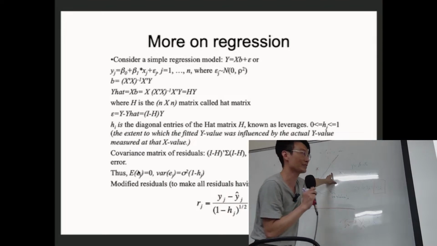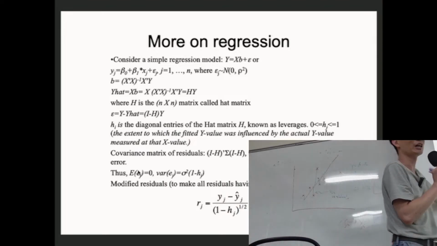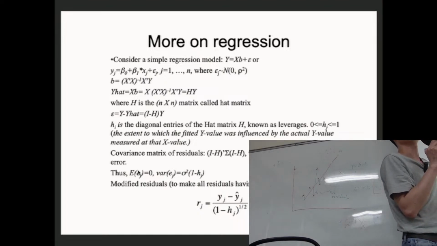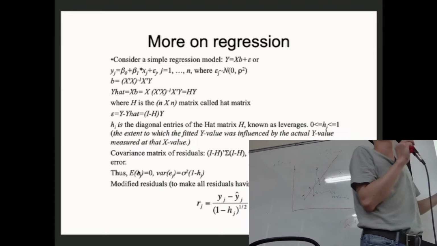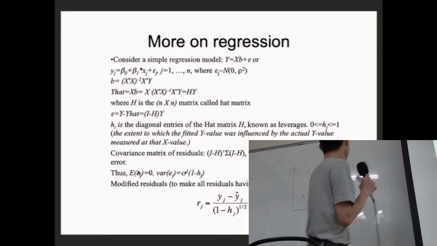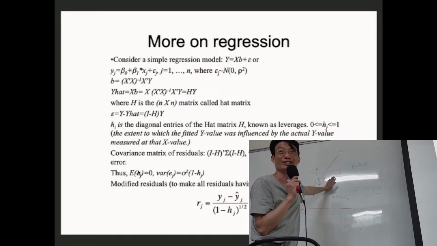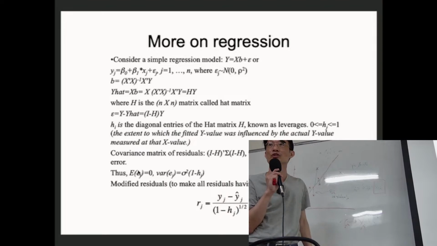And that is h_i. h_i is a quantification of how much that data influences the decision of your regression line. This is not a perfect mathematical definition, but conceptually, it's okay.